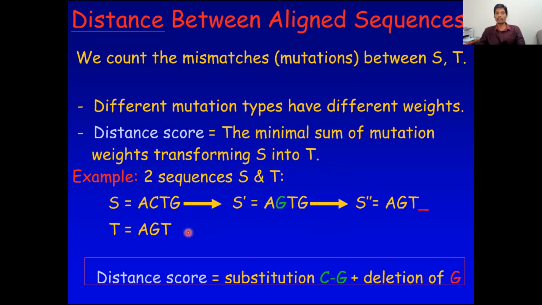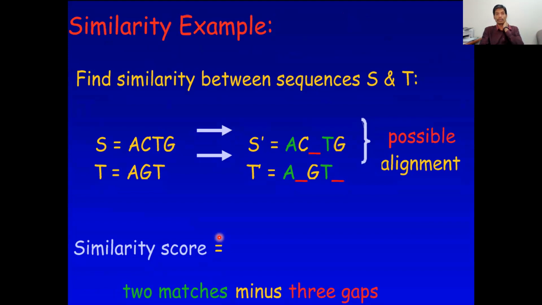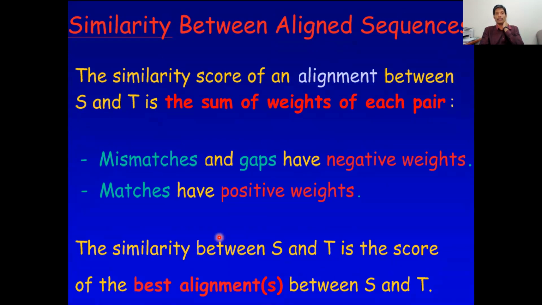And in the best case, if you compare fully identical sequences, let's say you are comparing ACTG and ACTG, what is the distance score? It's going to be zero. There is no distance score. I mean, there are no mutations. There is no negative value. So the distance score is always either zero or less than zero. But the similarity score can be either negative or positive.